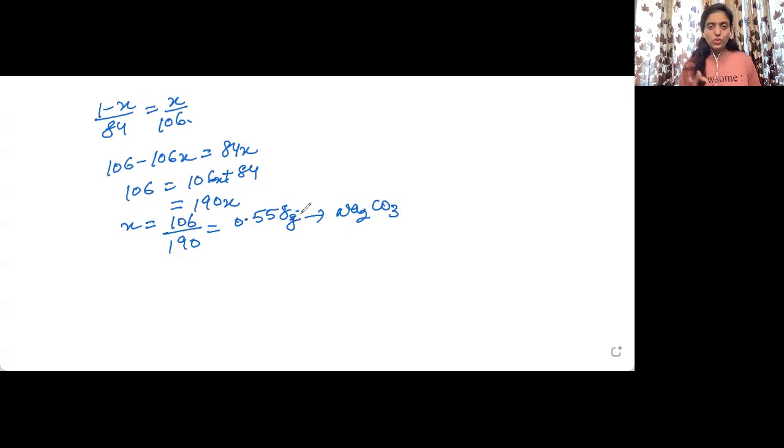Okay, this is 0.558 gram. Now what will be the amount of sodium bicarbonate? It will be equal to 1 minus 0.558, which is 0.442. So this is what we have got.